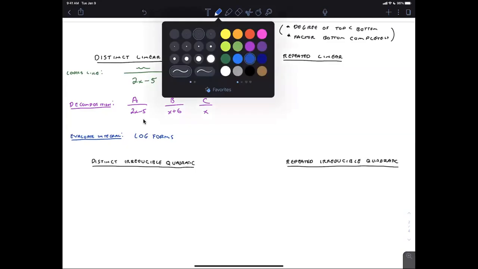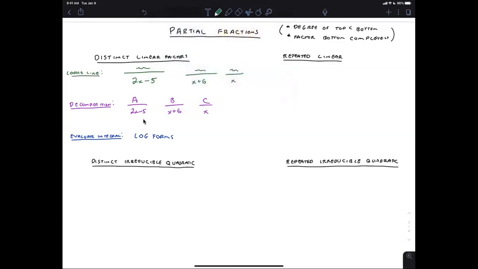So now let's do the same thing for repeated linear. What does it look like? Repeated linear looks like this: if you have 5x minus 2 to the 4th power, or x plus 7 squared, or x squared, or x to the 3rd, and the numerator is whatever it is. These are linear, but they're there more than once. It's weird that x squared is considered repeated linear and not irreducible quadratic. We'll talk more about that in a minute. But x squared or x cubed, that is repeated linear. It is not considered an irreducible quadratic.